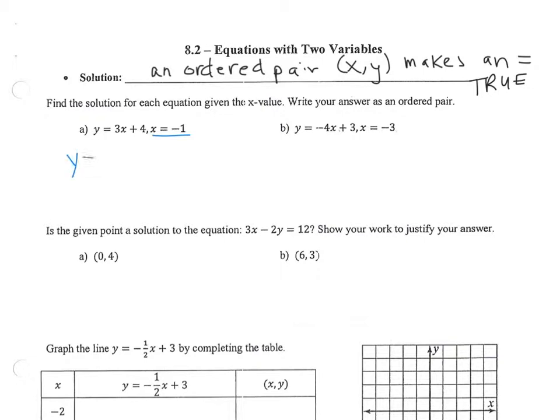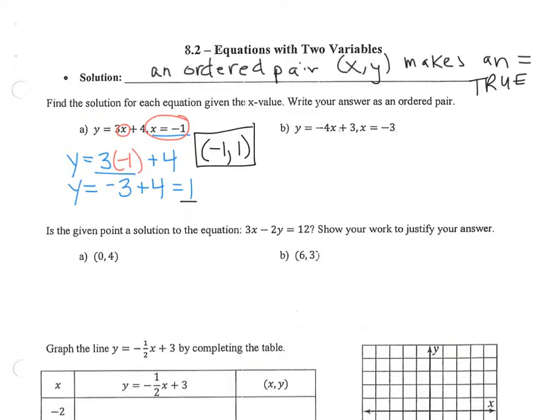So y equals 3. Now, instead of writing x, I'm going to plug in -1. I'm going to write it in parentheses, plus 4. So you're basically evaluating. You're plugging it in. So it's y equals -3 plus 4, which is 1. -3 plus 4 is 1. So to write it as an ordered pair, always write the x first, in parentheses, x is -1 and y is 1. So this is a solution.